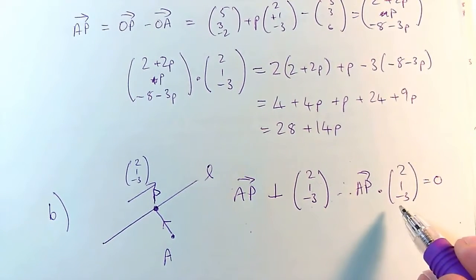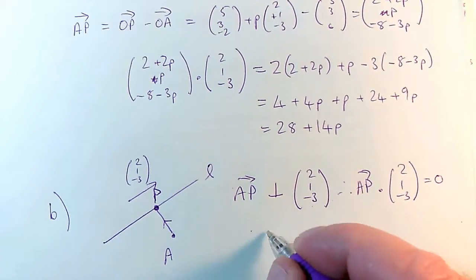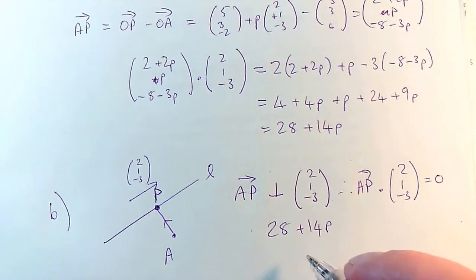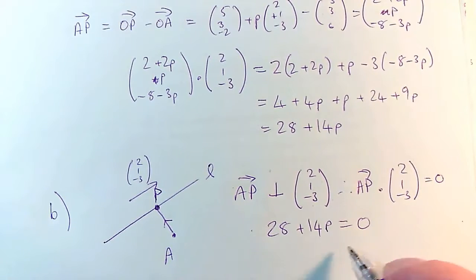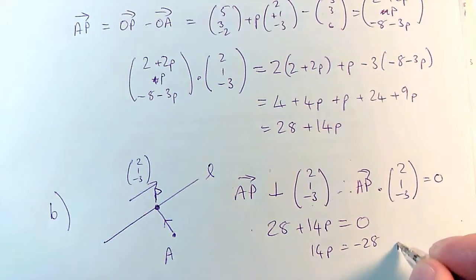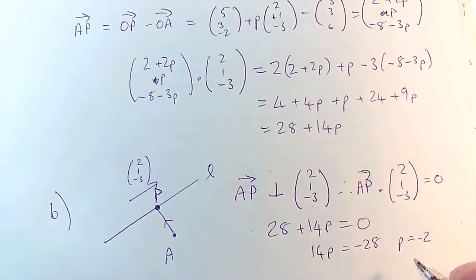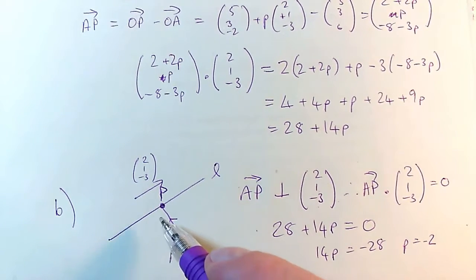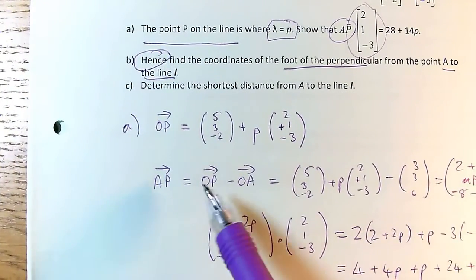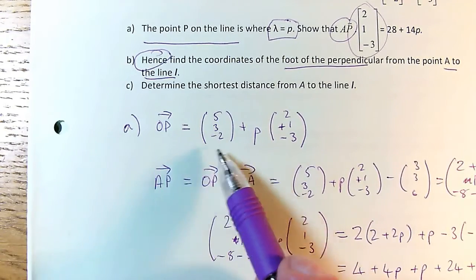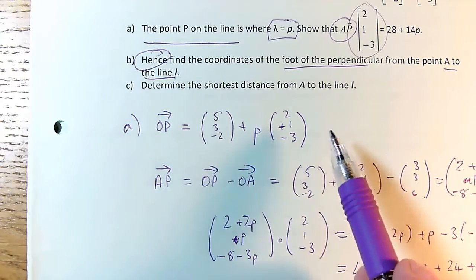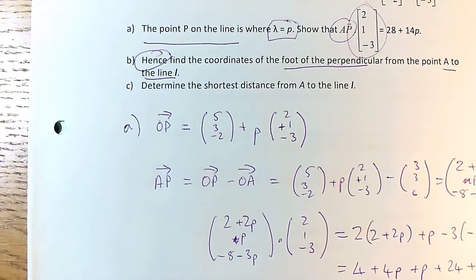So the test for perpendicularity is that AP dotted with 2, 1, minus 3 equals 0. But I've just done AP dotted with this vector. It was 28 plus 14p. So all I have to do to get my marks here is work out what value of p makes that equal 0. Well, 14p is minus 28, so p is minus 2. And then use that to find the position of P. Well, I've made my life easy because I started by writing down what OP was. So if I know what little p is, I can sub it into this to find the position vector of P, and that's what I'm going to do.